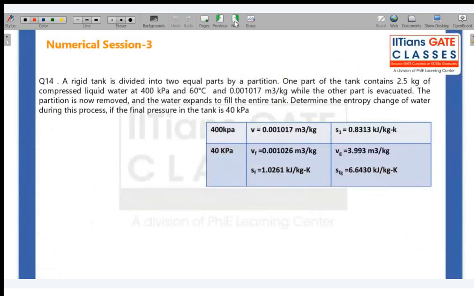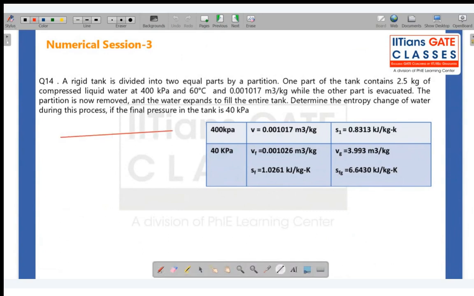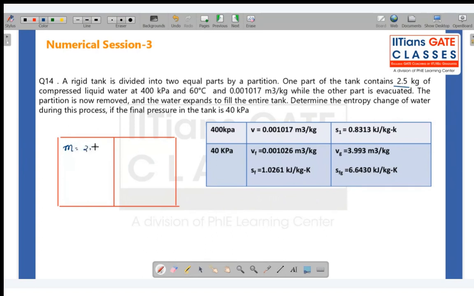A rigid tank is divided into two equal parts by a partition. So we have a rigid tank, and two equal parts I have divided. I know it is not drawn as equal parts, but okay. One part of the tank contains 2.5 kg of compressed liquid water, so mass is equal to 2.5 kg of water at 400 kilopascal and temperature 60 degrees Celsius.